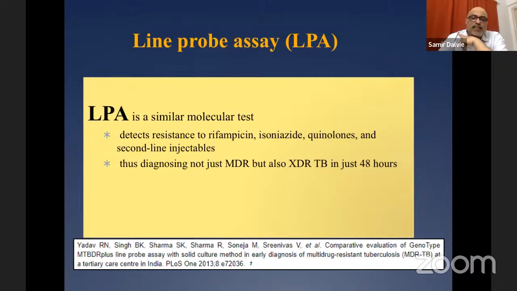And LPA is an even better test than that. Line probe assay is better than GeneXpert, where it can show you resistance to all of these: rifampicin, INH, quinolones, and second lines. So you can even know about MDR and XDR TB in just 48 hours.